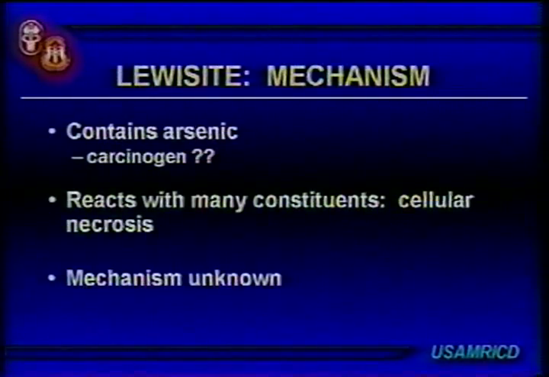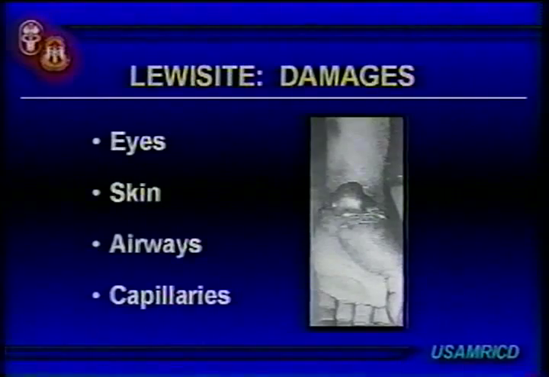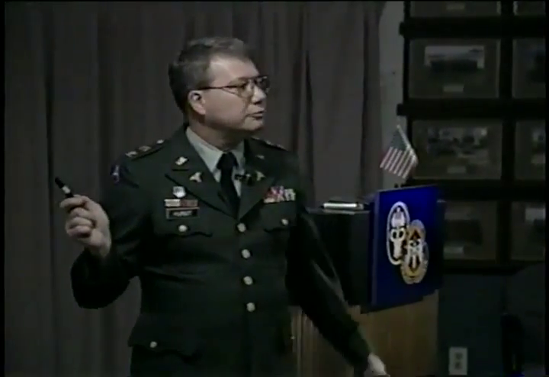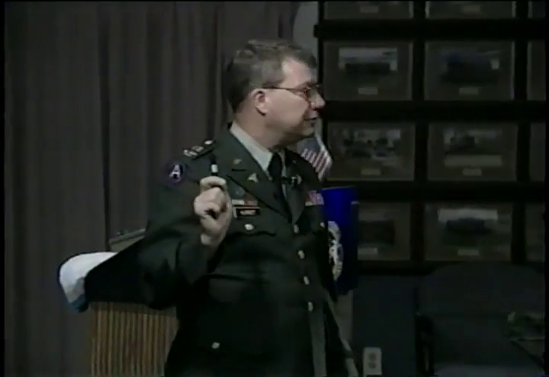The exact mechanism of action of Lewisite is unknown, but the primary pulmonary lesion in Lewisite is like that of mustard. It is necrosis to the bronchial epithelium. But the exact mechanism is unknown. Eyes, airways, skin, just like mustard, its primary epithelial targets. But look right here, here's a new one. Lewisite damages capillaries. I didn't say anything about capillaries with mustard. Lewisite damages capillaries and causes leakage. This is said to be a Lewisite blister. That you need to remember. That is different from mustard. It damages capillaries, causes leakages.